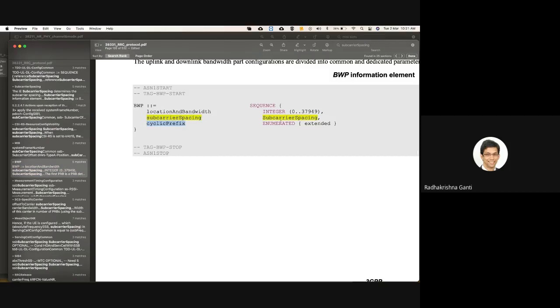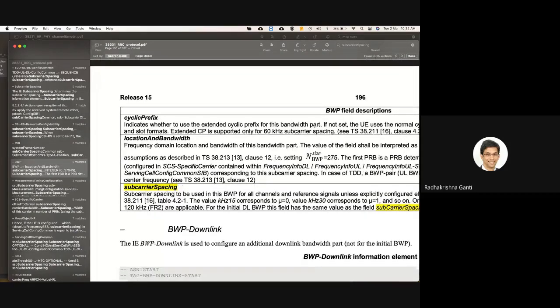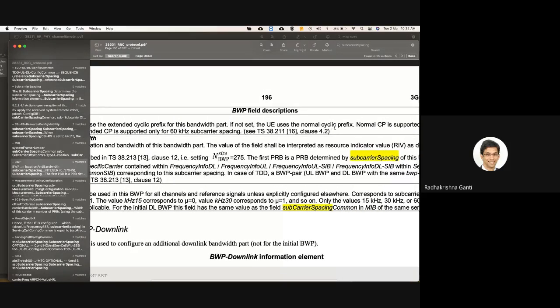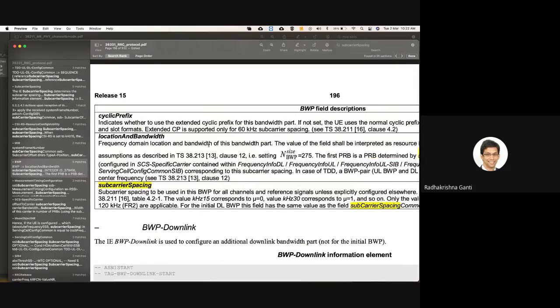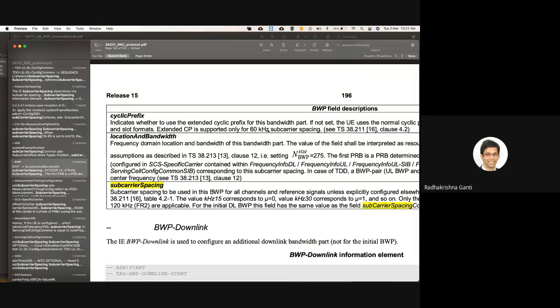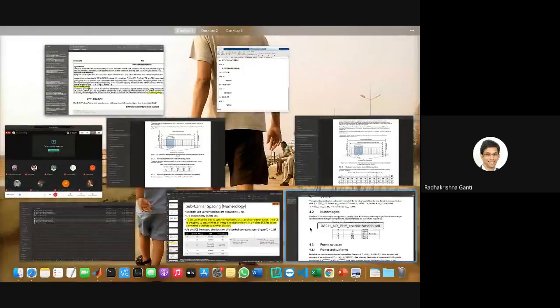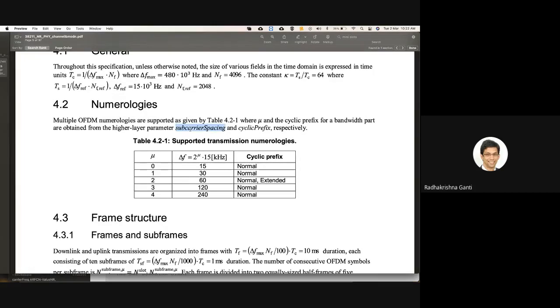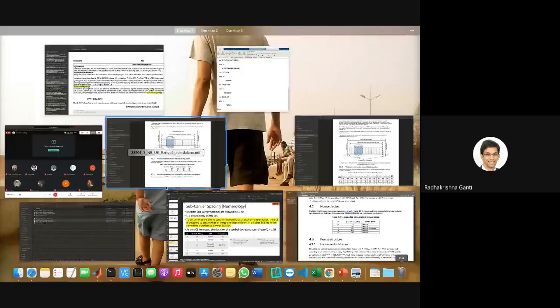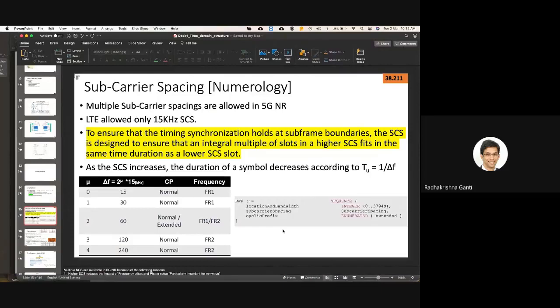And the cyclic prefix is enumerated. Enumerated means you can put 2-3 options. If you don't put anything, it's normal, otherwise it's extended. They give an explanation here: indicates whether to use extended cyclic prefix or not. If not set, the UE uses the normal cyclic prefix. Normal cyclic prefix is supported for all subcarrier spacings. Extended cyclic prefix is only supported for 60 kilohertz subcarrier spacing. Do you understand how to look at this? If you have any higher layer parameter, you just go and search it in 38.331. Fine. Any other questions before we proceed? In the slides I make, I also put that IE here so that it's easy for us to refer.